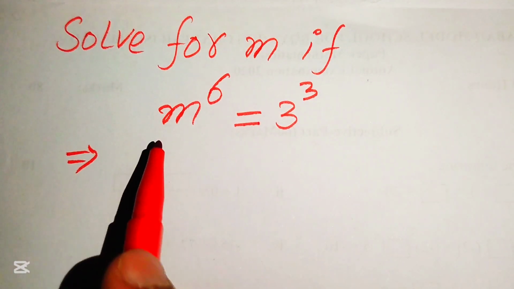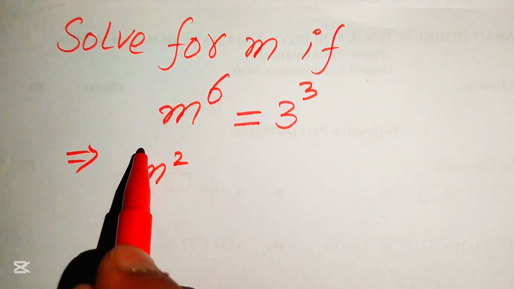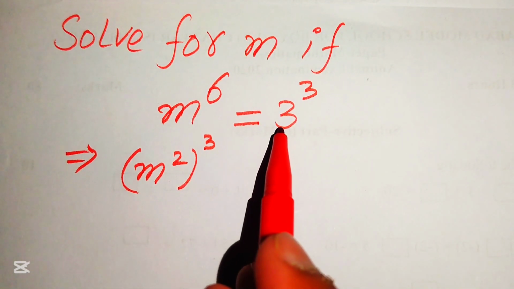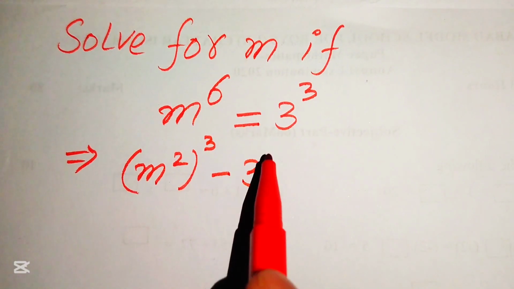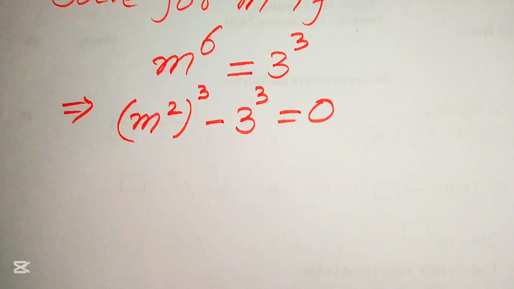So first we rewrite this equation as, we write this m to the power of 6 as m squared and its whole cubed, and we move this 3 cubed to the left hand side. It will be written as m squared cubed minus 3 cubed, and this whole equation equals 0.